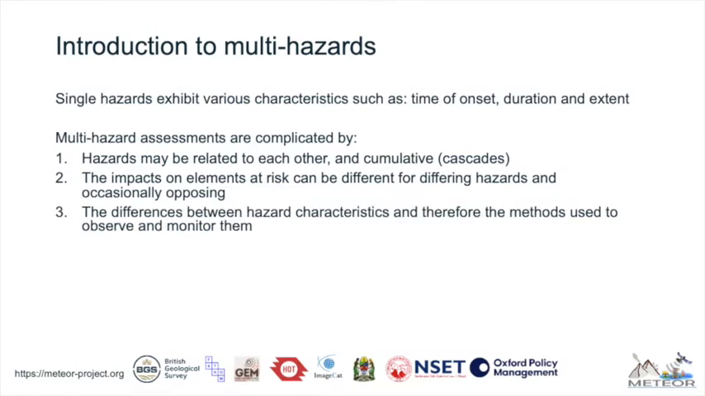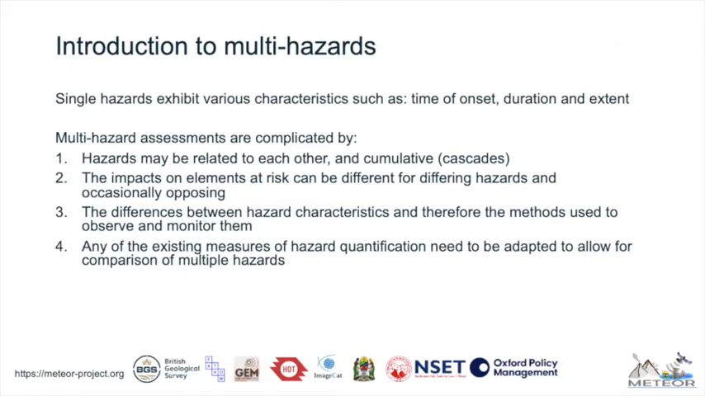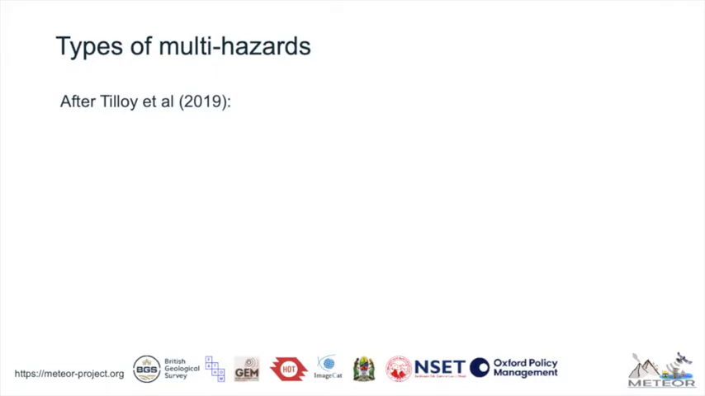The differences between the hazard's characteristics and therefore the methods used to observe and monitor them, and that any of the existing measures of hazard quantification needs to be adapted to allow for comparison of multiple hazards. Not all multi-hazards are related to each other or to an area in the same way. These interactions can vary both spatially and temporally.